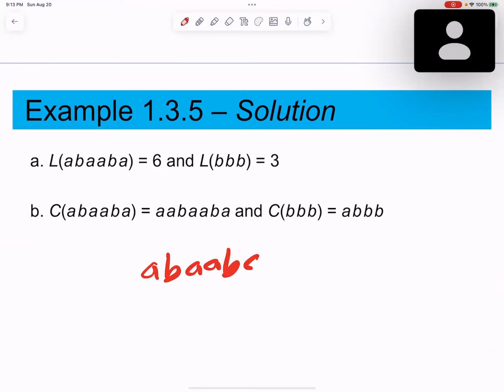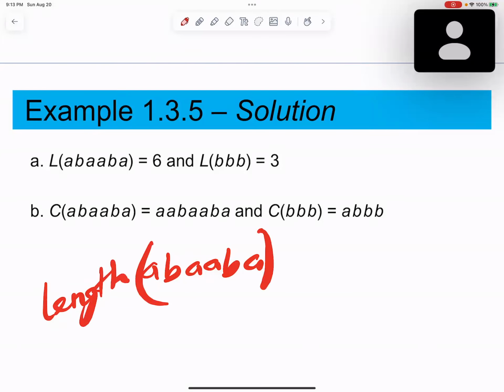Remember, in a string, you do not put them inside a bracket. But if you want to find the length of them, how many members are here? 1, 2, 3, 4, 5, 6. This is 6. Remember, you have to count these as separate elements because it's a string.